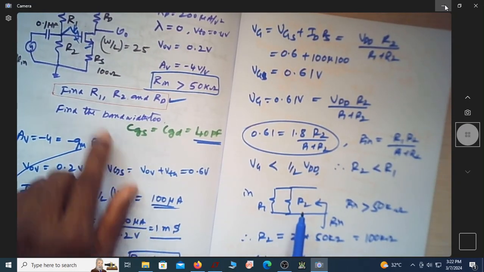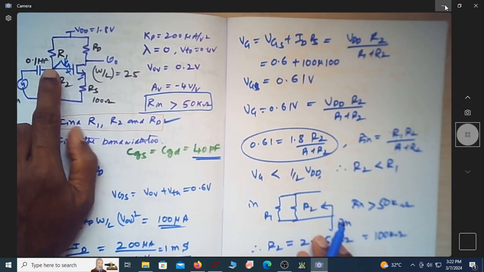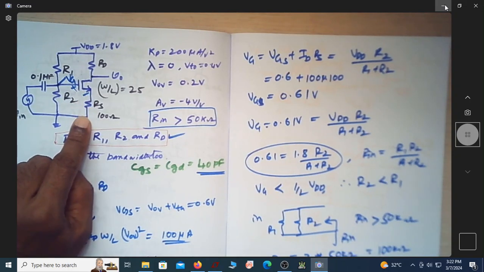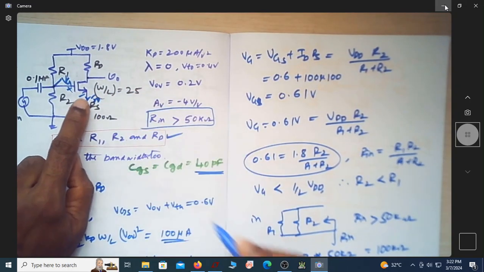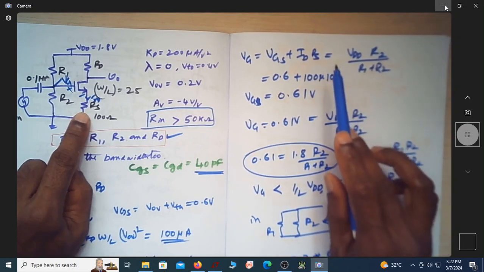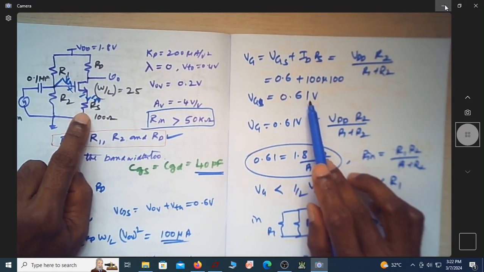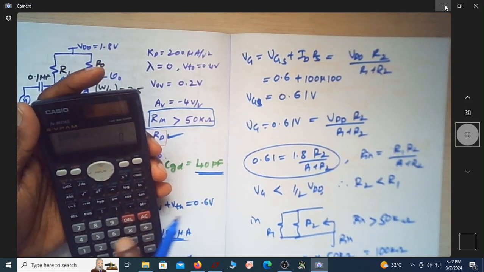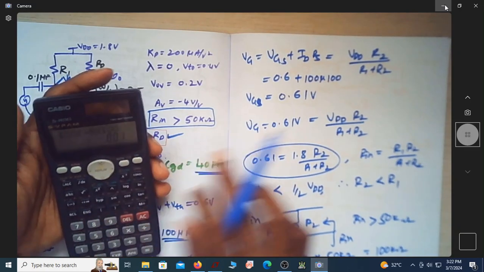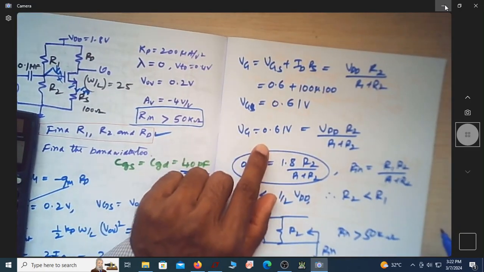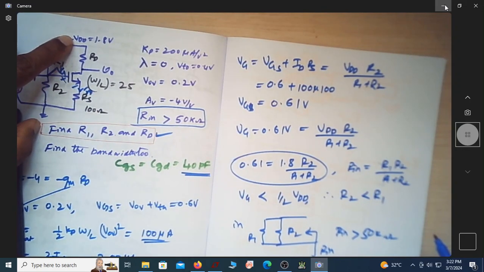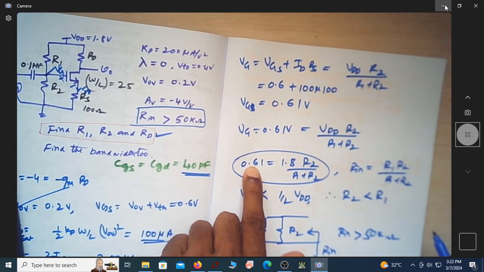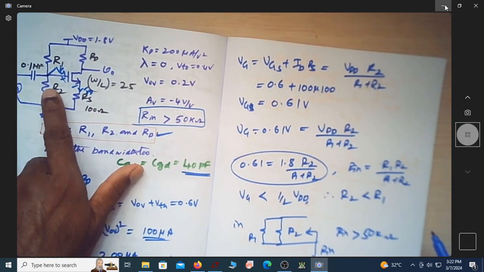Next is to find the value of R1, R2. I know the voltage that is required here, VG, which is nothing but VGS plus ID into RS, because the current flowing is ID here. This is ID into RS, which comes out to be 0.61 volt. You can see it is 100 exponential minus 6 into 100. It is actually 0.01 plus 0.6 is 0.61. This voltage is derived from VDD, which is VDD into R2 by R1 plus R2. Since it is less than half of VDD, R2 is less than R1.